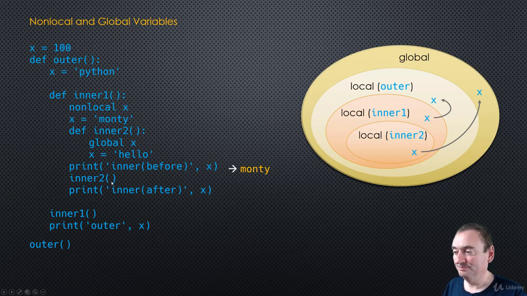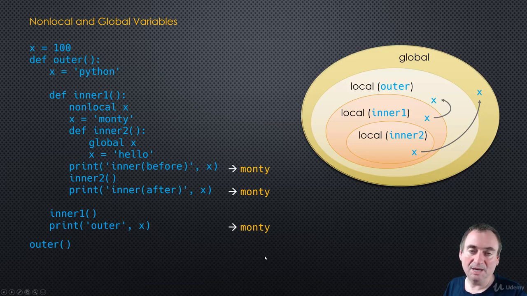Then we call inner2. And we have this global x, and we changed x equal to hello. But we changed the x to hello that's in the global namespace. So now when we print x after inner2 is finished running, we're still left with Monty. That hasn't changed. Now inner1 finishes running. And what happens when we print the x in the outer namespace? Well, remember, the x in the outer namespace is this one here, right? And we modified it to Monty in inner1. And so we also see Monty coming back out of the print statement.